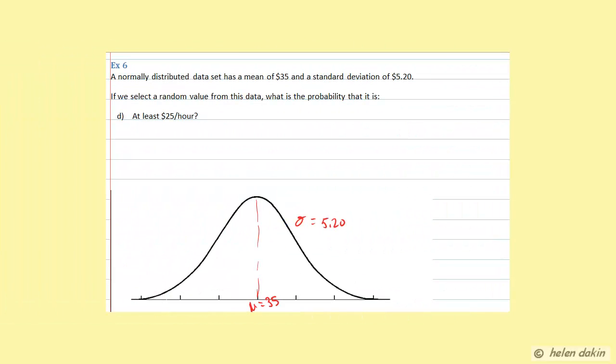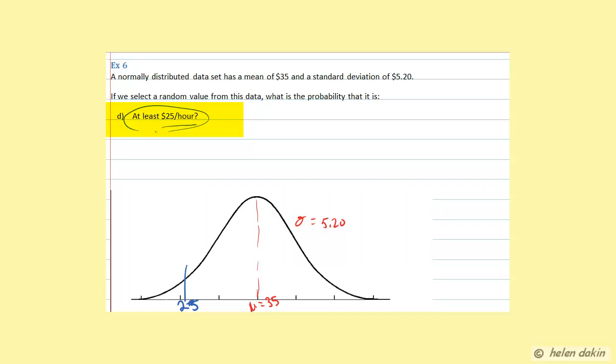So now let's take a look at part D. What is the probability that if we select a random value from the data, it will be at least $25 per hour? So what does that mean, at least $25 per hour? Well, in this particular case, my x value is going to be to the left of the mean. So $25 per hour is going to be somewhere along here on the left side of the mean. And at least $25 per hour means something. Does it mean more than $25 or less than $25?